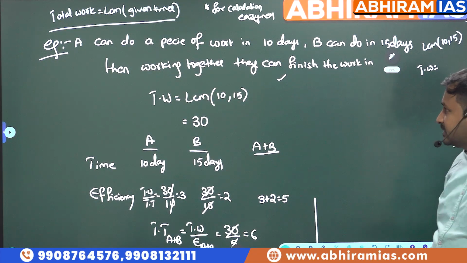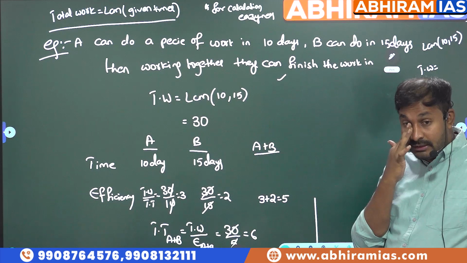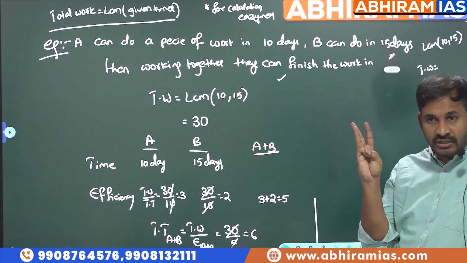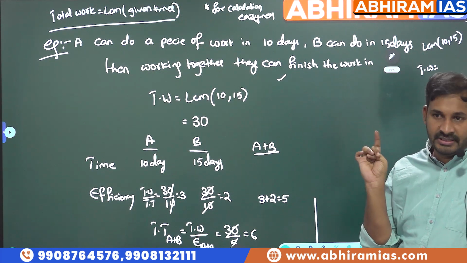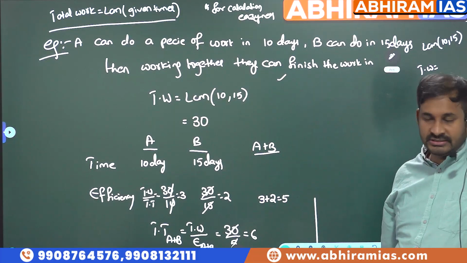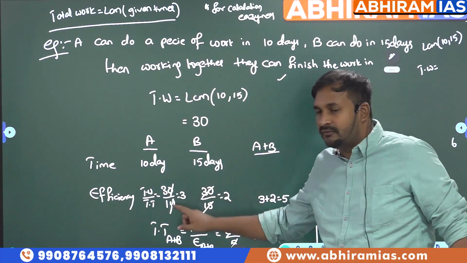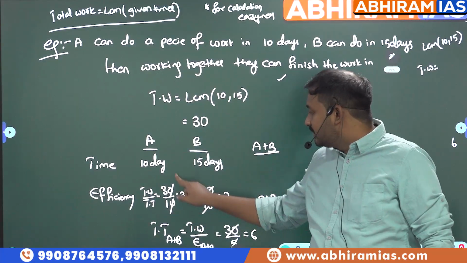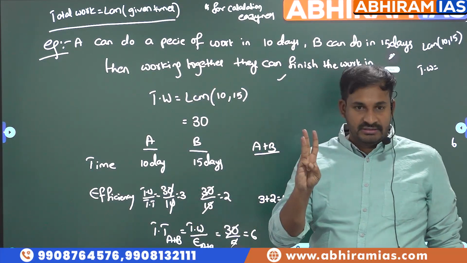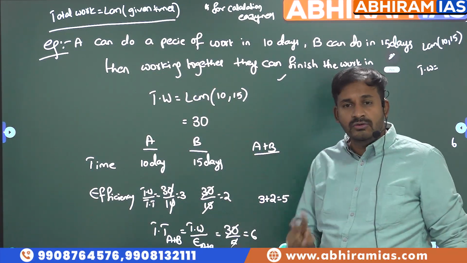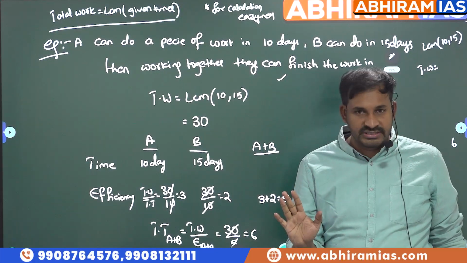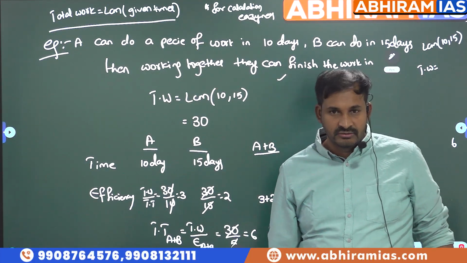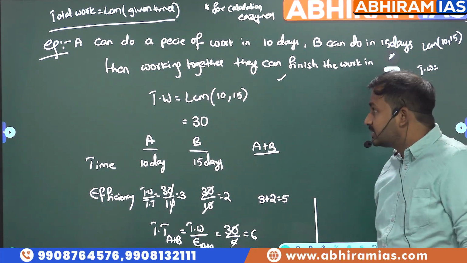Okay, right? This is how we calculate the total work. So three things: total work, efficiency, time taken. Efficiency means the amount of work done by a person in a given unit time. That means in one day A can do 3 work, in one day B can do 2 work. That is its efficiency. Like that, the things will happen here.